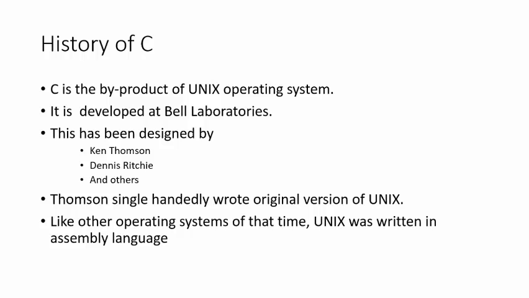Basically, you know the various operating systems. We have Windows operating systems, Unix operating systems, mainframe operating systems, and Mac for Apple. So the C language is the byproduct of the Unix operating system, and it was developed at a place called Bell Laboratories, a very famous organization. Two key people are behind this design and development: one is Ken Thompson and another is Dennis Ritchie, and a team of people was also involved in the design and development of this language.